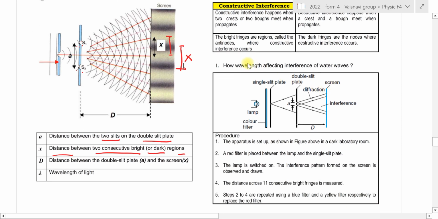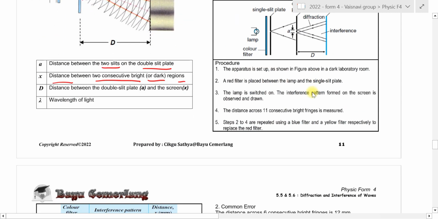Okay, now how wavelength affecting interference of light wave? Water wave tu tukar jadi light wave. Tu saya silap type. Jadi bolehkah kita control wavelength? Boleh, sebab we got 7 colors, right?